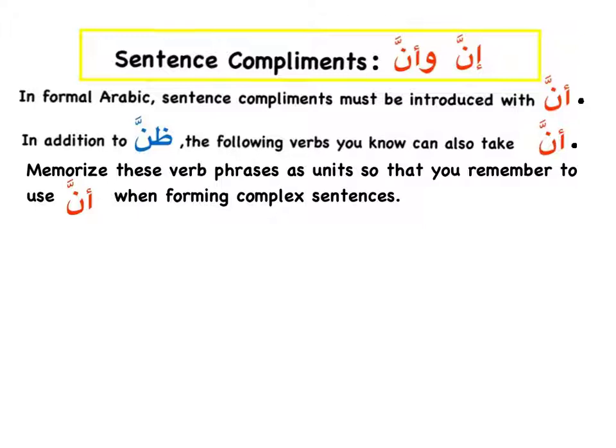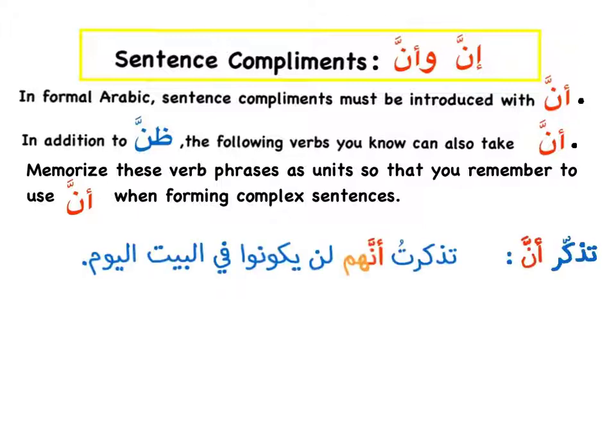Just a heads up, memorize these phrases as units so that you remember to use anna when forming complex sentences. The verbs that we're going to see usually go with anna, so you might as well just learn them together. The first one is تذكر أن, as in تذكرت أنهم لن يكونوا في البيت اليوم. Here تذكر أن means "he remembered that", but تذكر is a verb, so you can conjugate it. So: I remembered that they won't be home today.